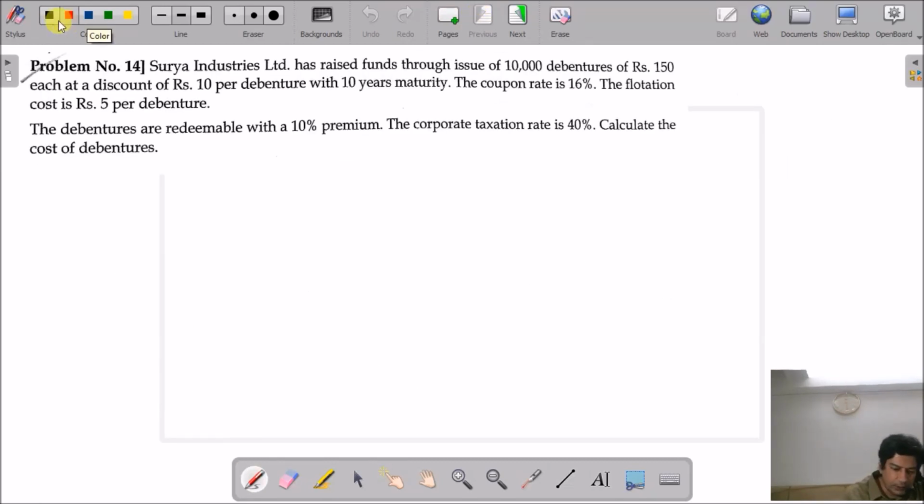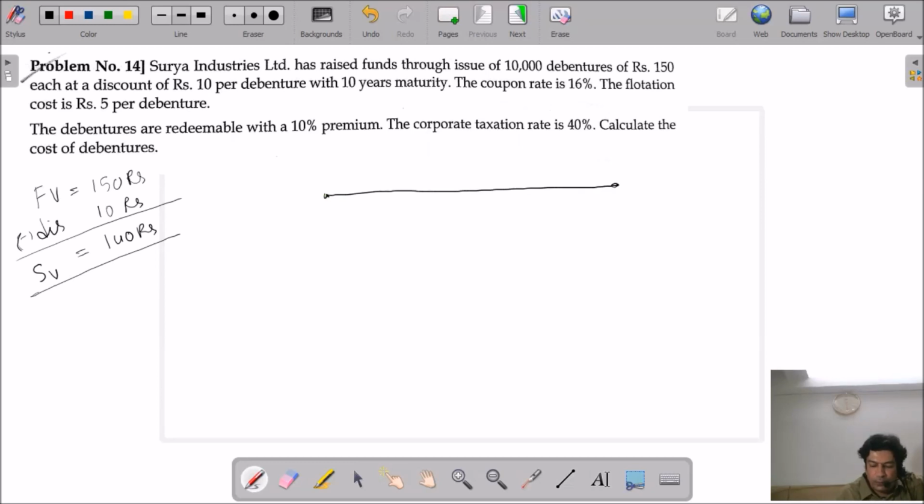So now we are starting with the sum. Surya Industries has raised funds through the issue of 10,000 debentures of rupees 150 each at a discount of 10 per debenture with 10 years maturity. The coupon rate is 16%. So the face value of the debenture is 150 rupees, at a discount of 10. So we have given a discount of rupees 10. In other words, the sale value which we have collected is 140 rupees.